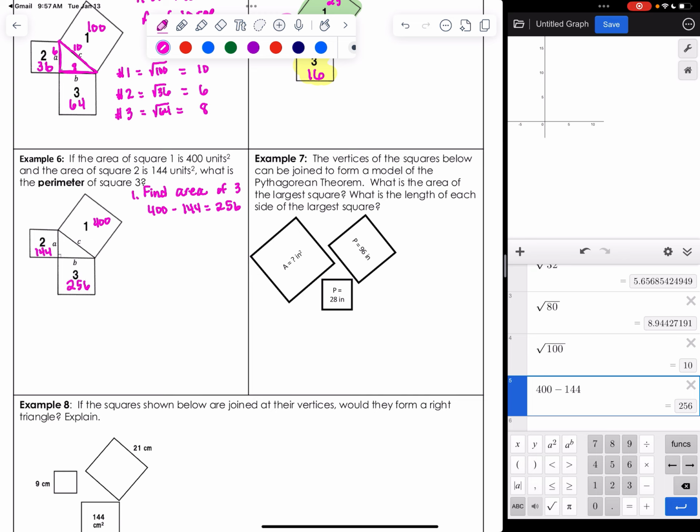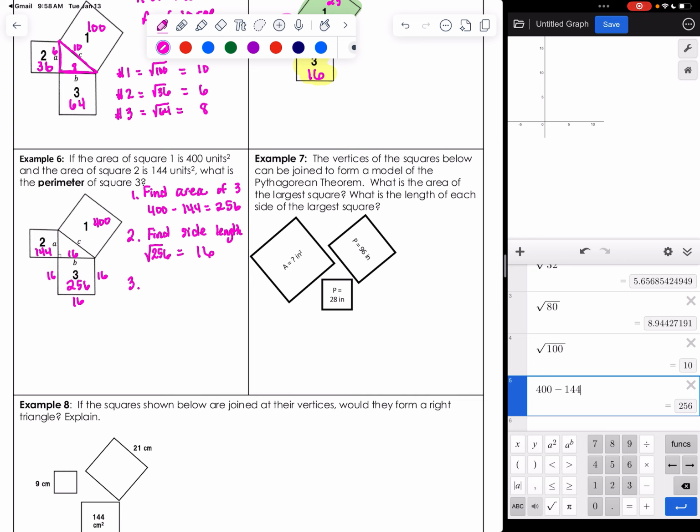All right. Now, we still can't find the perimeter because we don't know the length of each side. So step 2, find the side length. Find the side length. Let me pause for a minute while you get that written down. Okay. So to find the side length, you take the square root of the area, and that gives us 16. So I know now each side of this square is 16 units.